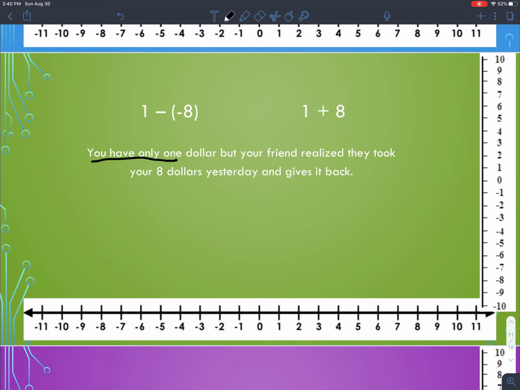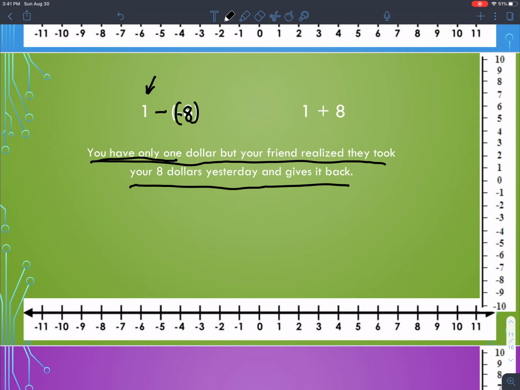You have only $1, but your friend realized they took your $8 yesterday and then gives it back. So you're sitting there with $1, and yesterday your friend took $8 away from you, but they realized it was a mistake, so they're going to undo that debt. They're going to take that debt away from you, which means if you have $1 and they take away that debt of $8, they're going to reverse that debt. So they're going to go up 8.